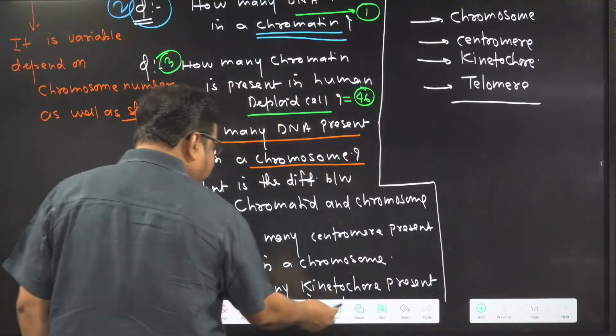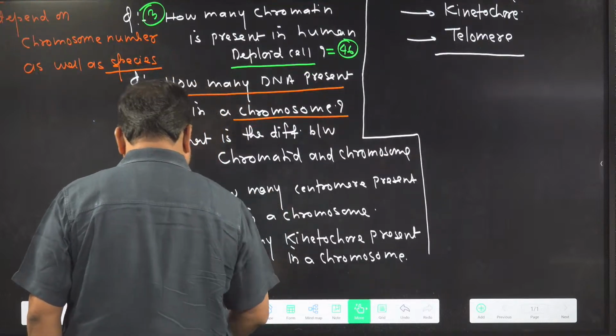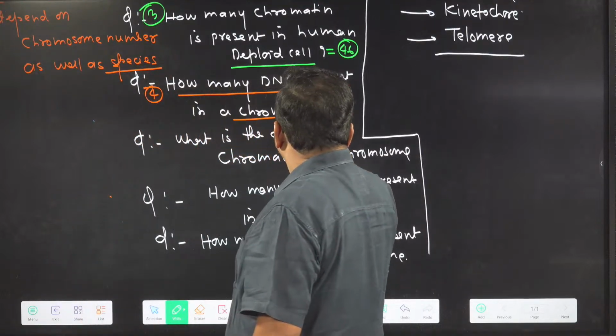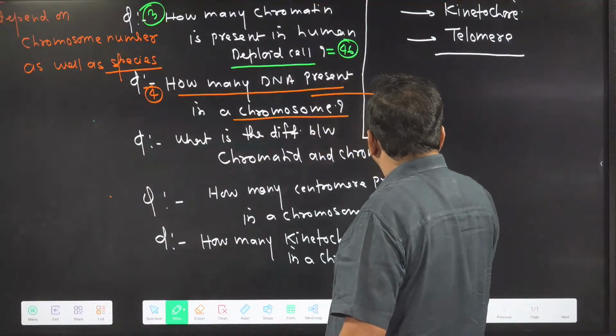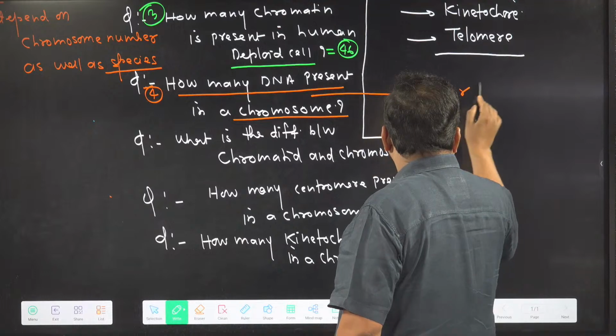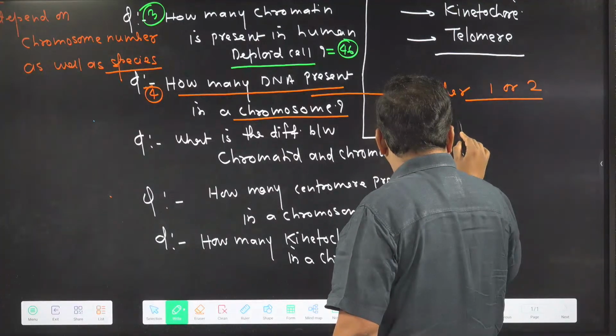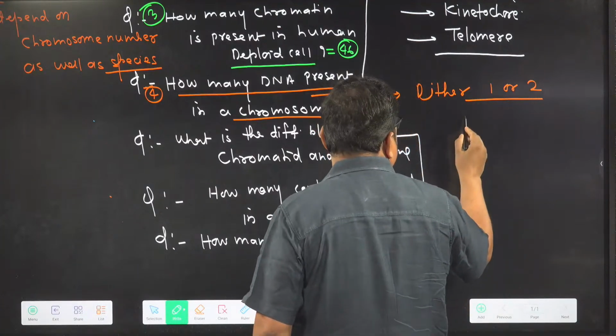So I am giving the correct answer for this question. How many DNA present in a chromosome? It is either 1 or 2, depending on the stage of the cell cycle.